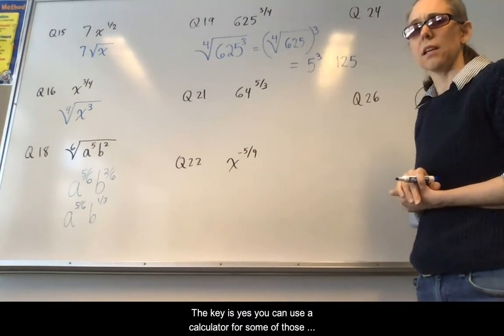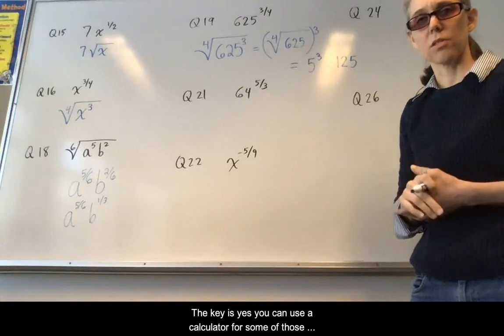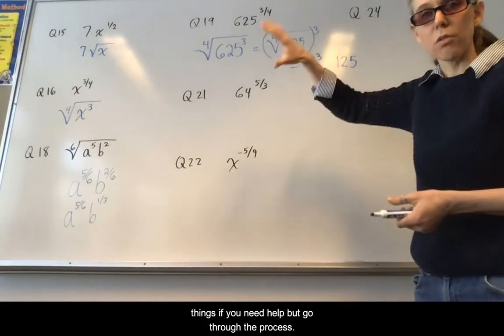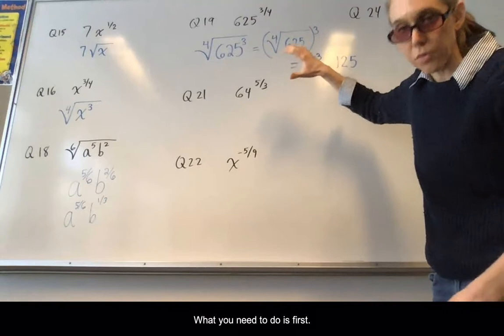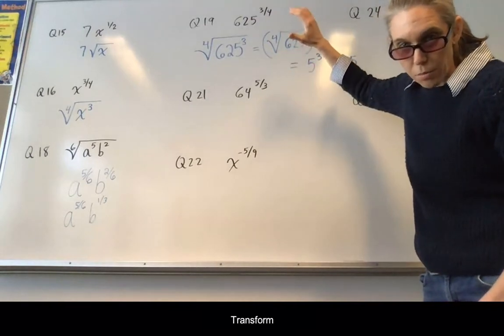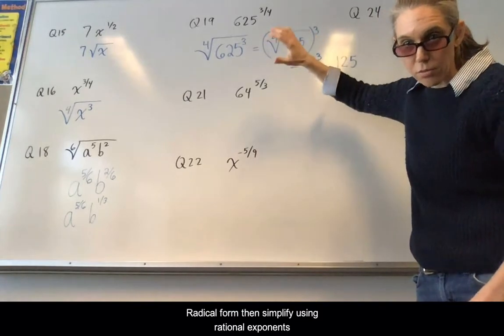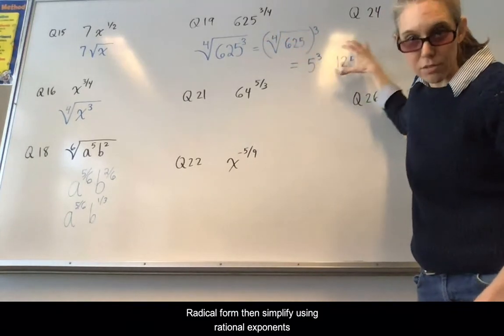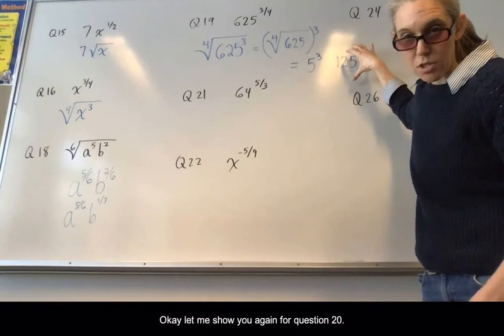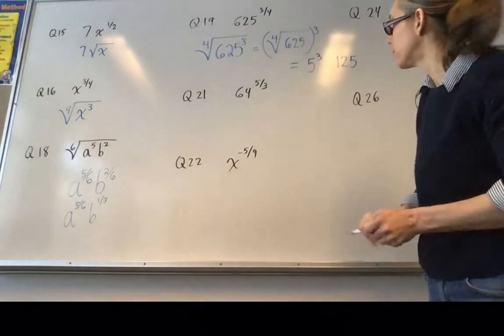The key is, yes, you can use a calculator for some of those things if you need help, but go through the process. What you need to do is first transform rational exponents into radical form, then simplify using radical form. Okay? Let me show you again for question 21.